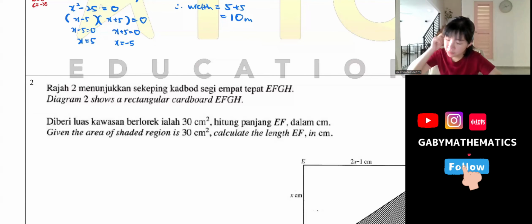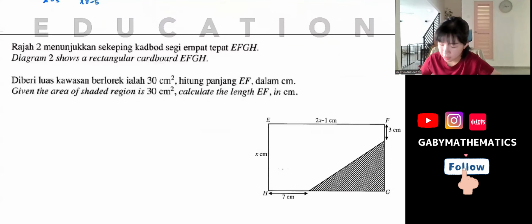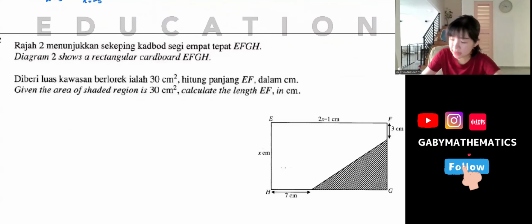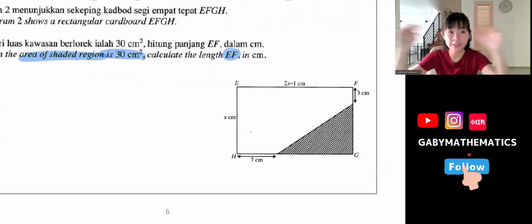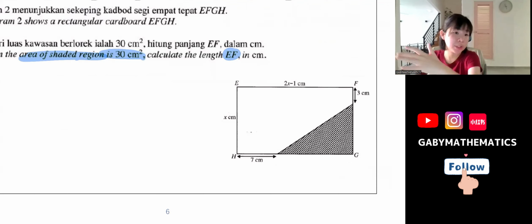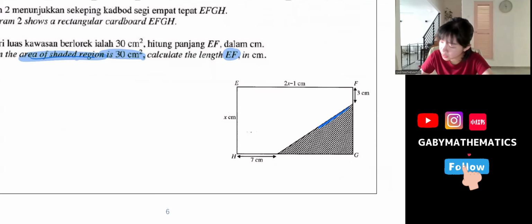Okay, diagram 2 shows a rectangular cardboard, and the area of the shaded region is 30. So this 30 is the area of the shaded region. Calculate the length of EF at the end. So we need to form a first line: something is equal to 30. The shaded region is a triangle.